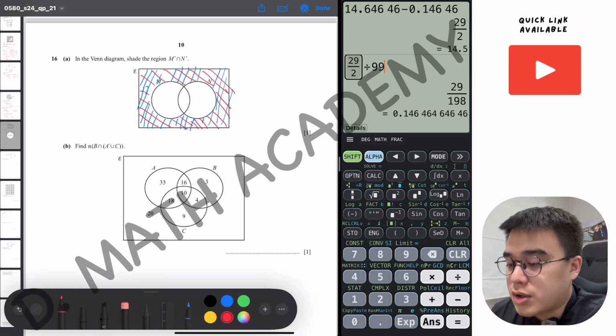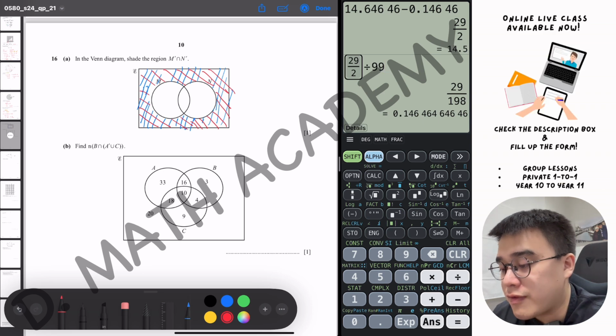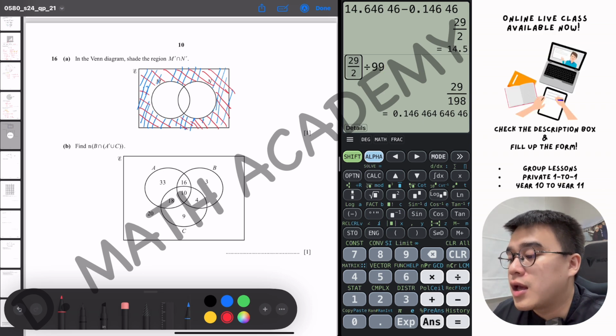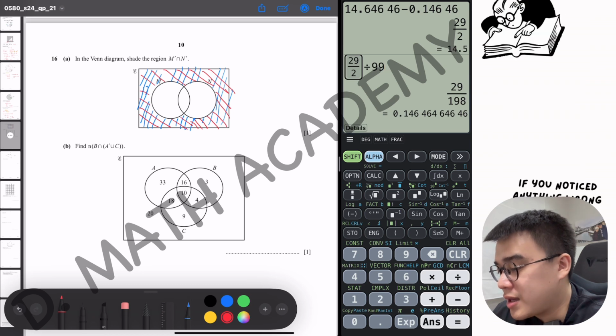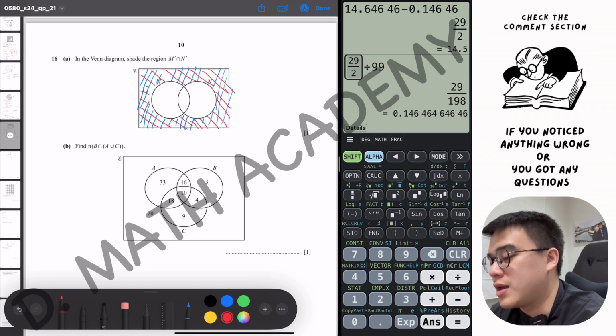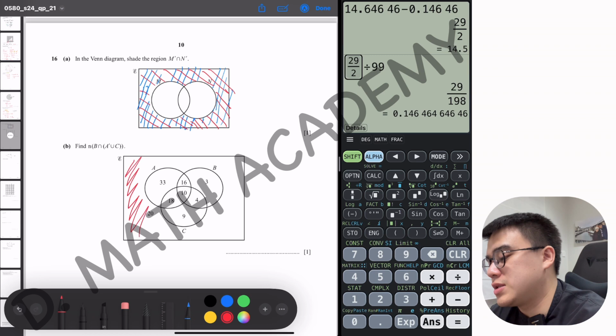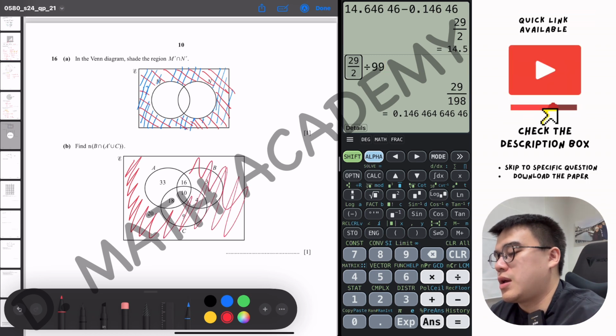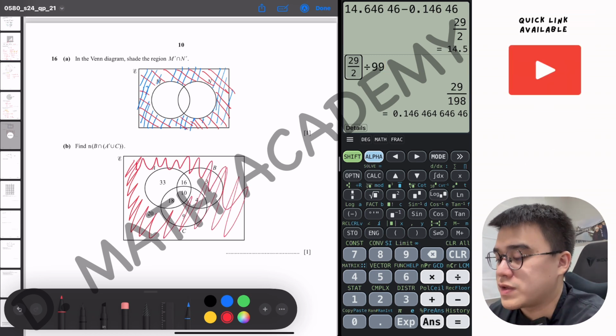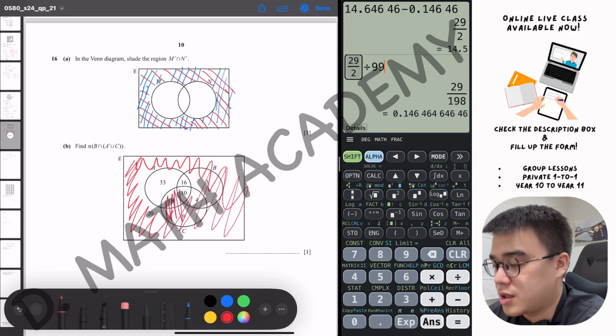Okay, so moving on, we have everything other than A union with C. Everything other than A is all this, and then union with C, which means here.